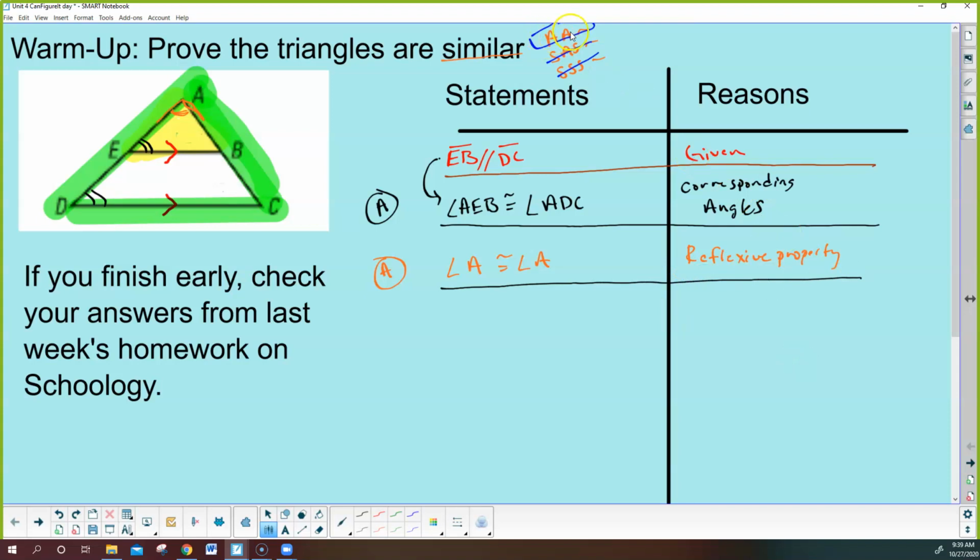And by the angle-angle similarity theorem, I can state that triangle AEB is similar to triangle ADC by angle-angle.